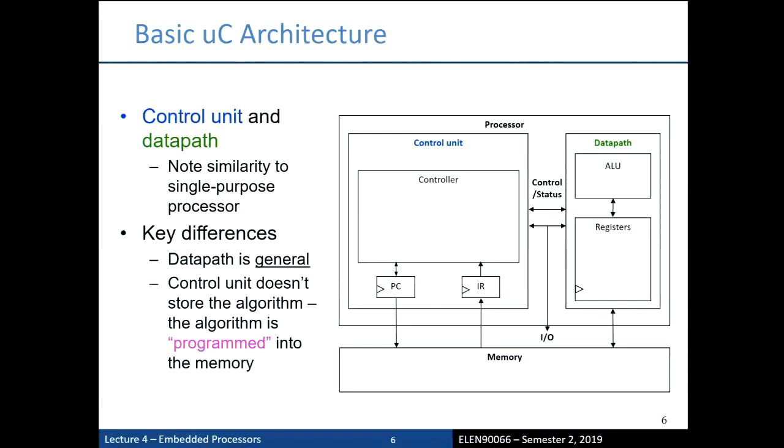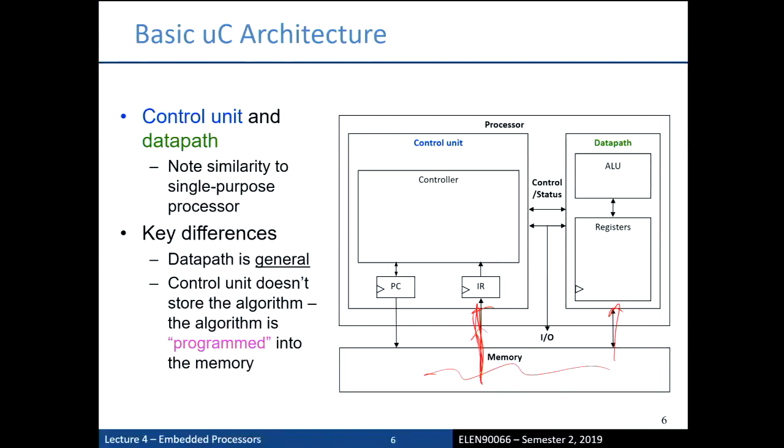But in a normal programmable microcontroller, you have a general data path, and more importantly, the control unit doesn't store the algorithm itself. The algorithm is stored in the memory, and it's accessible via the instruction register, IR. We can also pull stuff out of memory to store into registers in order to do calculations and such.